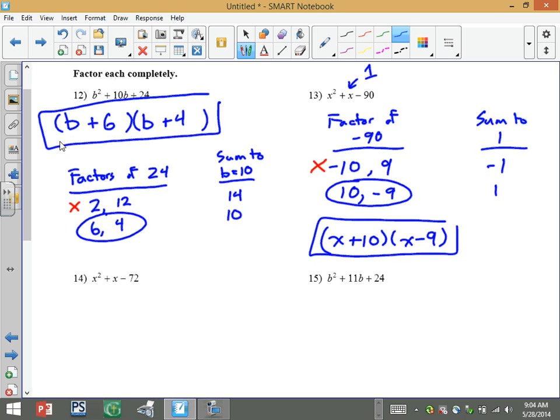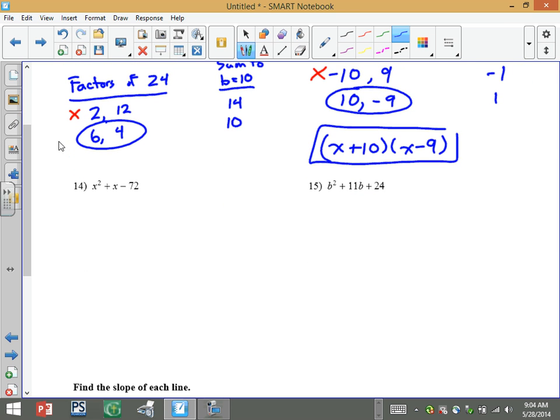Number 14. So here we go. We want factors of negative 72, and again, they're going to add up to positive 1. 72, I know that's 9 times 8. I want one of them to be positive, one of them to be negative. You guys are probably getting pretty good at this. If I combine 9 and negative 8, sure enough, they add up to 1.